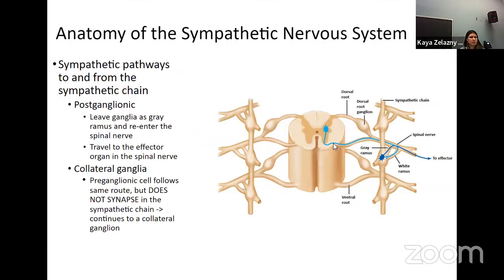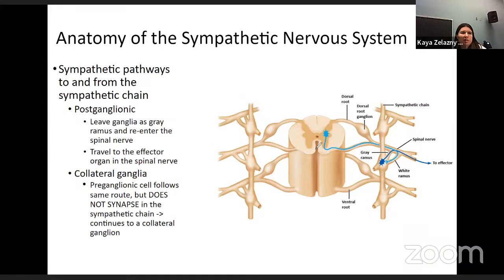So our postganglionic neurons are leaving the ganglia. Technically, we refer to these pathways on and off of the sympathetic chain: the first root with the preganglionic neuron is the white ramus, and the second one, where the postganglionic nerve is, is the gray ramus. But don't worry about that for our purposes right now. So we're traveling out to our effector organ. Our only difference with the collateral ganglia is that we are not synapsing in the sympathetic chain. We'd have another ganglion like over here.